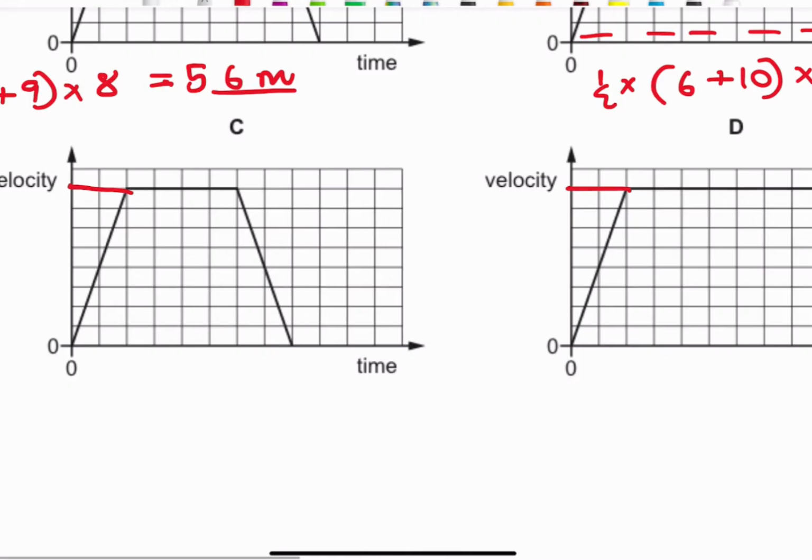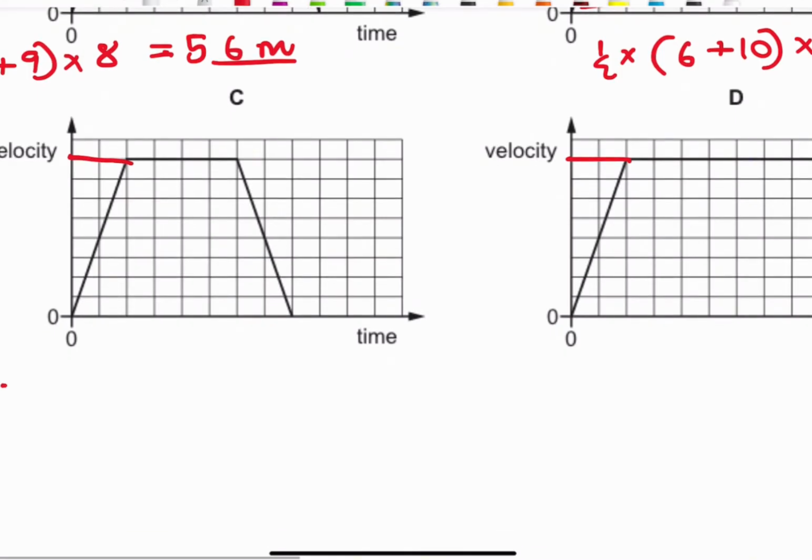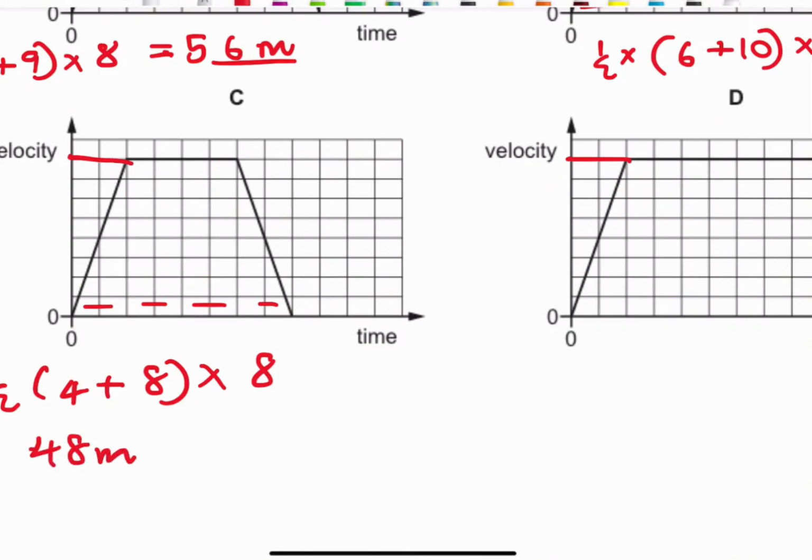You can continue to work on C. For example, if you look at C, that's 1/2 multiplied by 4 plus 8, multiplied by the same height of 8. That's not going to give me the same value, because that's just 12 multiplied by 8, which gives me a value of 48 meters. So it can't be C.